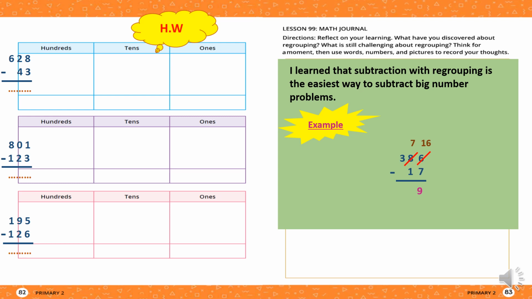7 minus 1. Great, we have more on the top, so no need to stop. 7 minus 1 equals 6. 3 minus 0 equals 3.